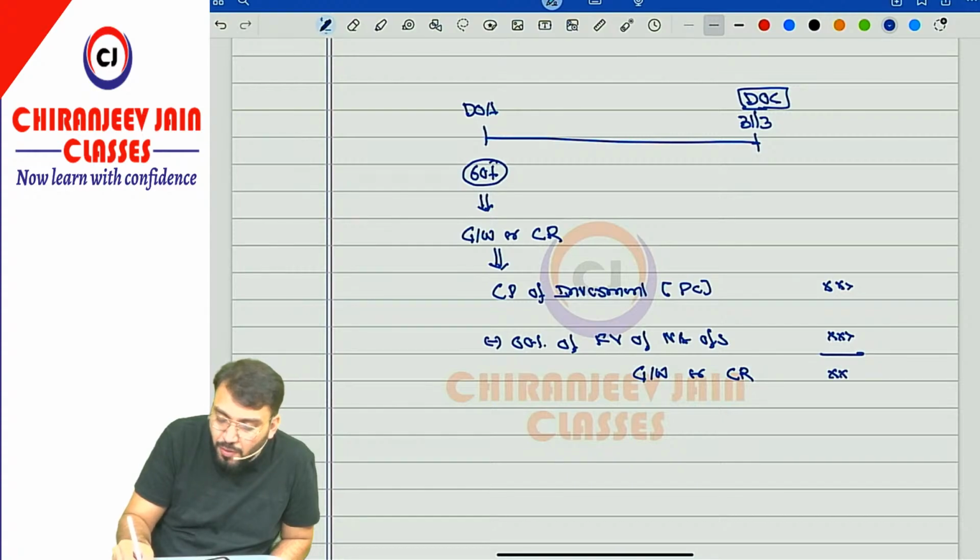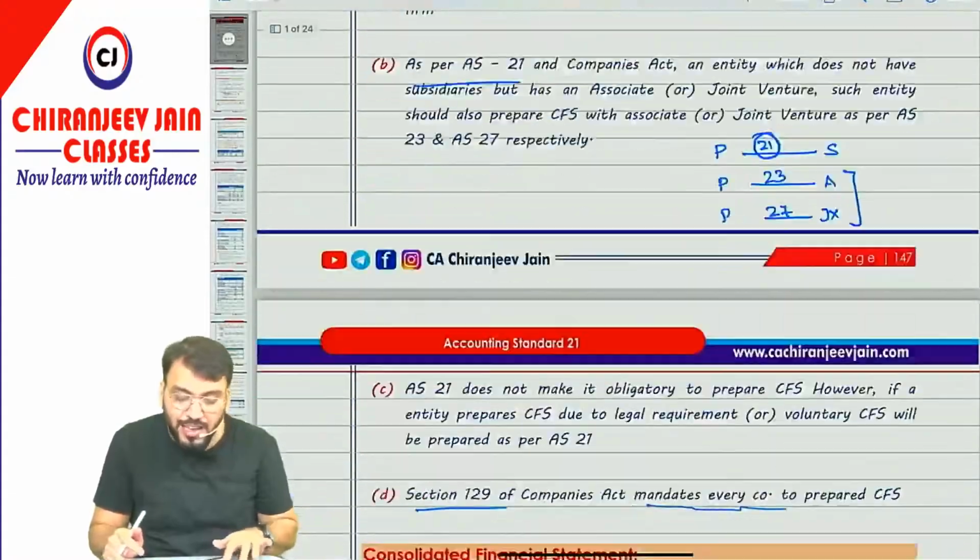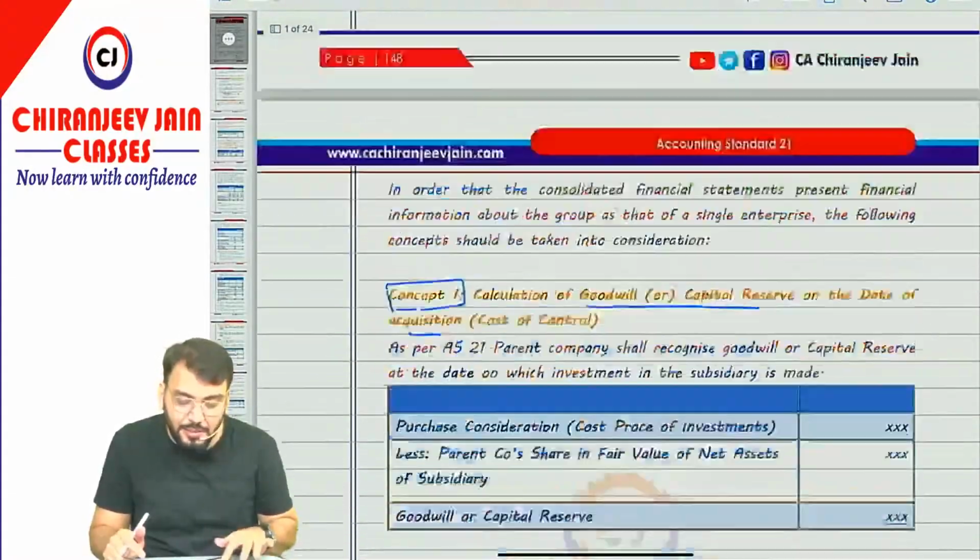This is the simplest formula. Correct formula you have understood. Concept number 1. So concept number 1 is what? Calculation of goodwill or capital reserve on the date of acquisition.